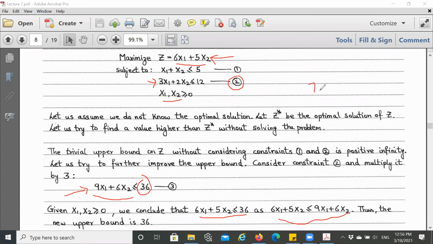So now, instead of infinity, I have reduced Z to some bound on the way to Z star. I can't call it Z star yet. From 0, we are going to Z star, and now I've got an upper bound of 36. So obviously the solution will not be more than 36.